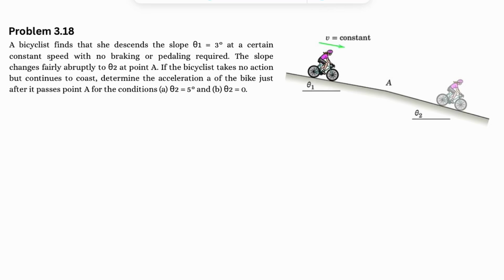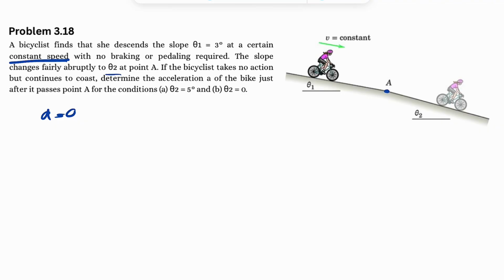Okay, so we have another question from the Meriam textbook, Dynamics. We have this bicyclist who descends the slope, theta 1, which is 3 degrees, at a certain constant speed. So the constant speed means we don't have any acceleration, with no braking or pedaling. So there is no force moving this forward other than the weight of the bicyclist, and the slope changes fairly abruptly to theta 2 at point A.